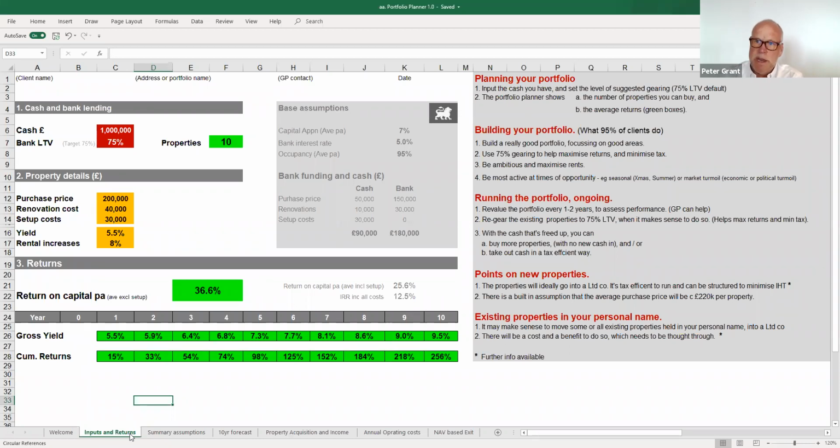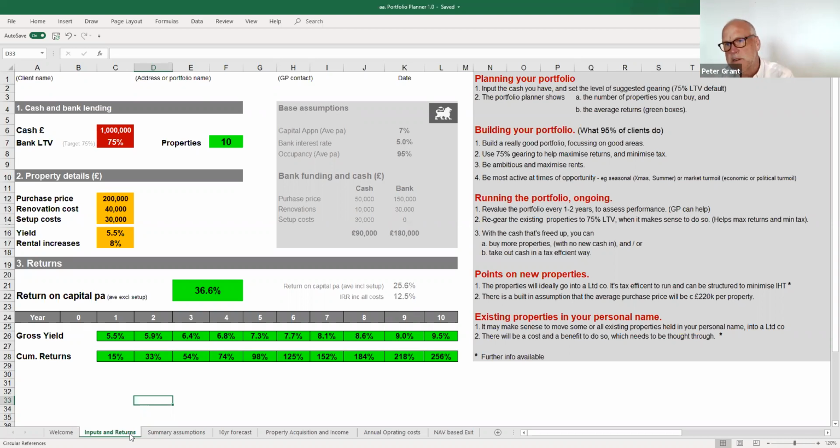So whether you're looking at an individual property or whether you're looking at a portfolio situation, you can use it in exactly the same way. So let me talk you through it. The red squares are the pivotal ones. That's the amount of cash you've got and the amount of gearing you're going to have. So they're preset at the moment for £1 million of cash and 75% LTV.